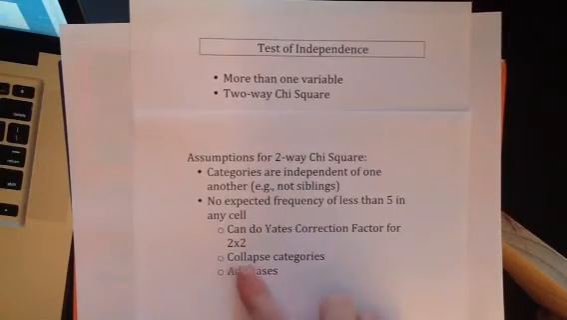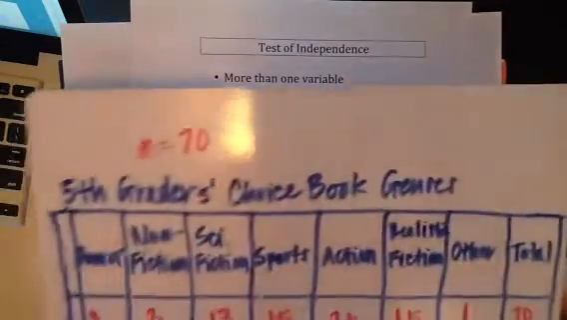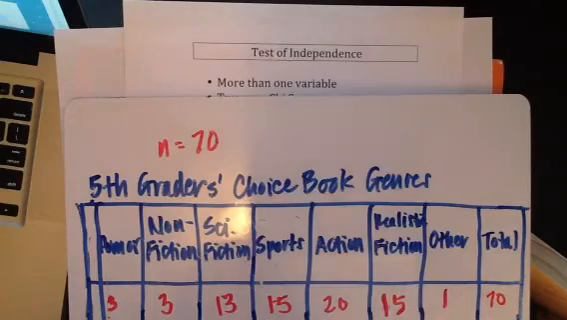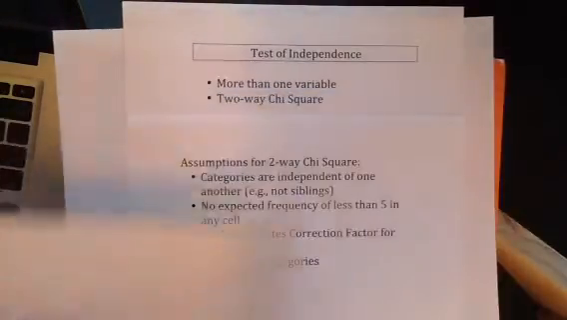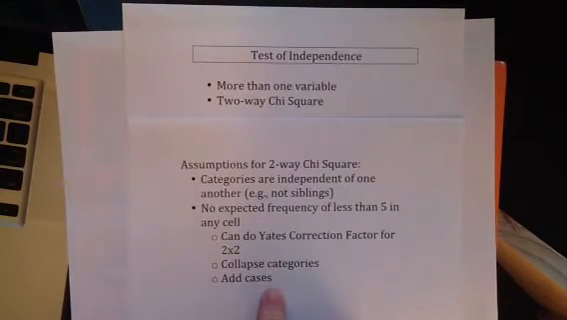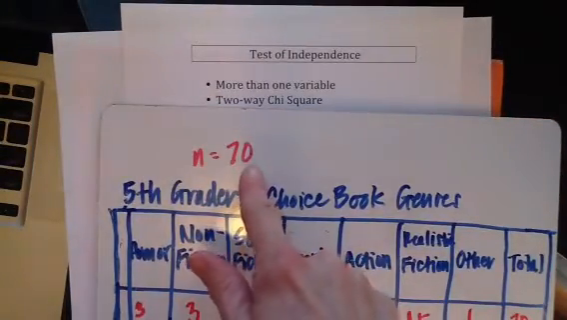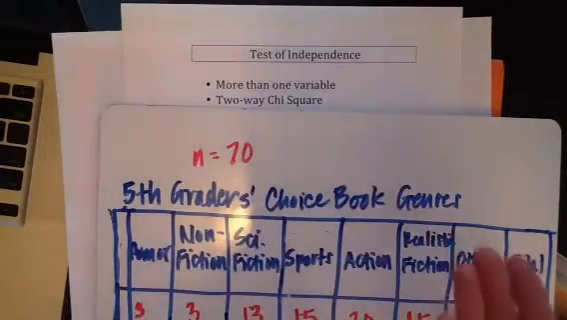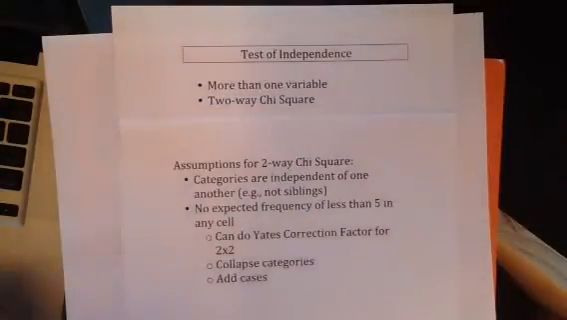So other options would be to collapse categories. In our situation, instead of having 7 different genres, we might just have realistic fiction, science fiction, nonfiction, and other. So just reduce it, say, to 4 categories, in which case an expected frequency of less than 5 may not occur in any of our cells. And also you can add cases. So instead of just doing this for one class of 70 students, or one team of 70, maybe I do it for the entire grade of 5th graders to increase my case size, my sample size there.